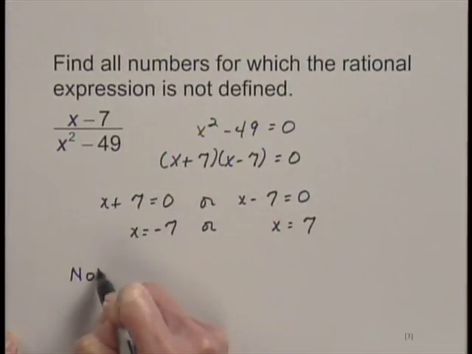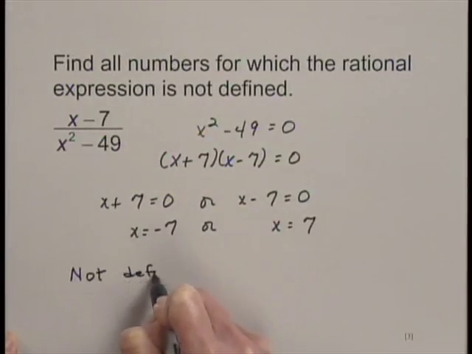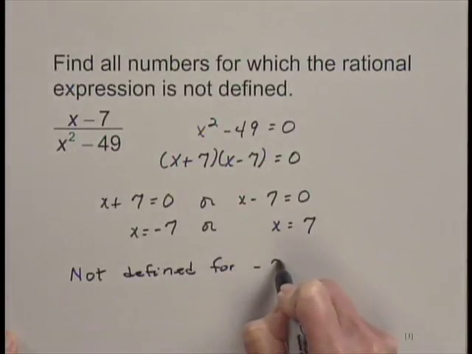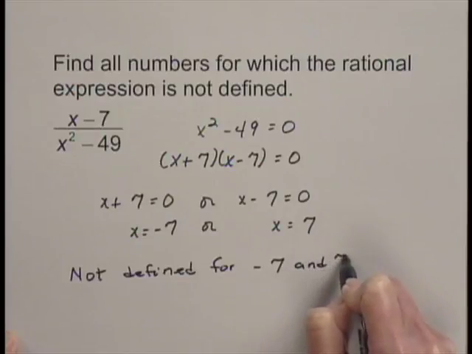So we can say that the rational expression is not defined for the numbers -7 and 7.